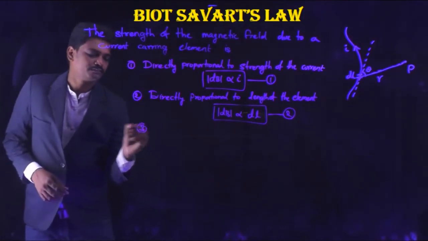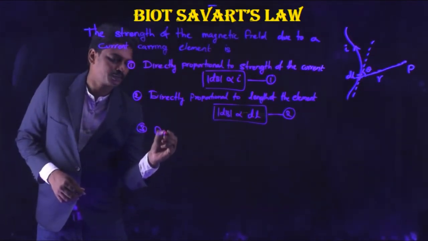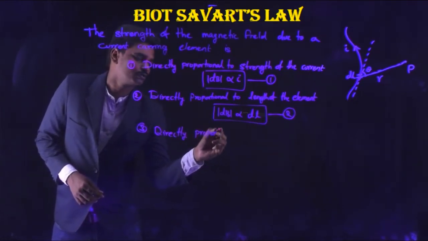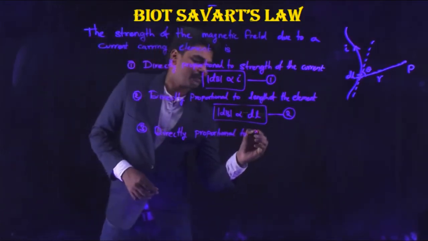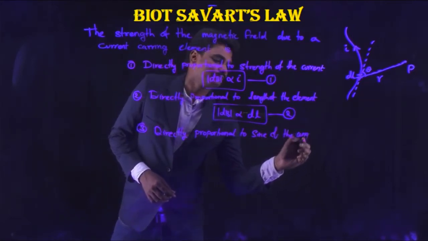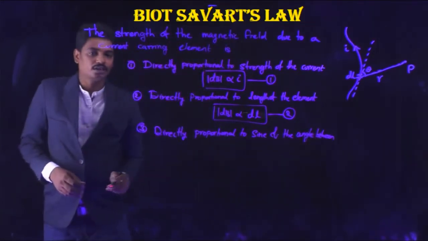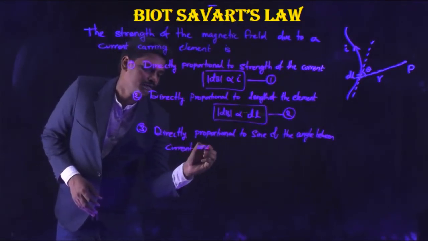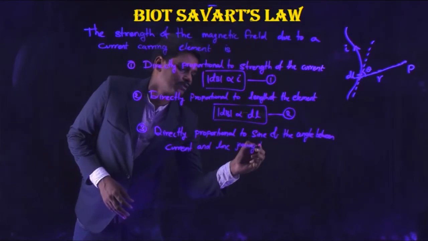And third, the strength of the magnetic field due to a current carrying element is directly proportional to the sine of the angle between the current and the line joining the point to the element.